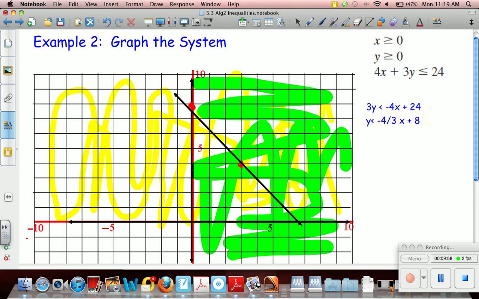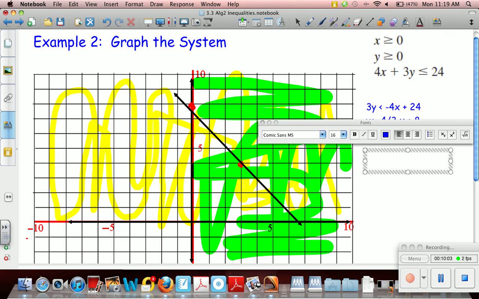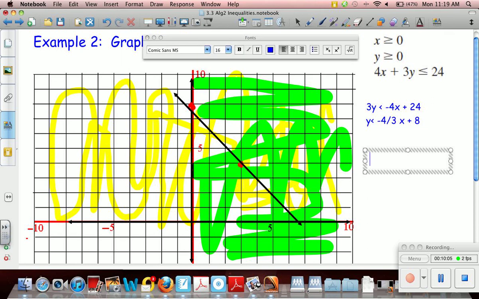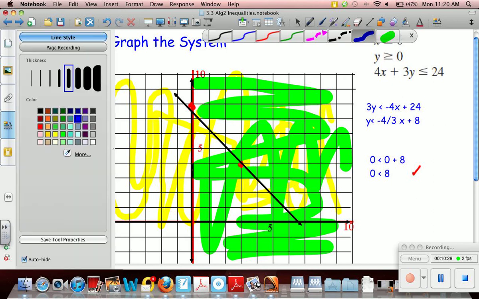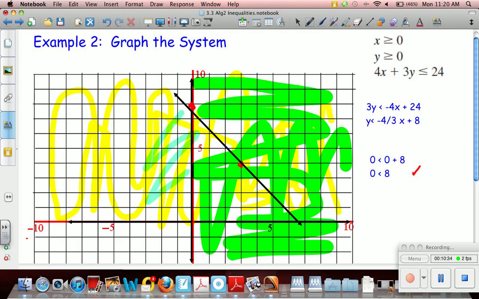And I pick a point like 0, 0, and I determine whether or not it's a solution to the system. So is 0 less than 0 plus 8? 0 is less than 8. So that is true. So that means that 0, 0 has to be a point included on that. So what I'm going to do now is shade the region that is true for that, and that's all the points on this side of the line.